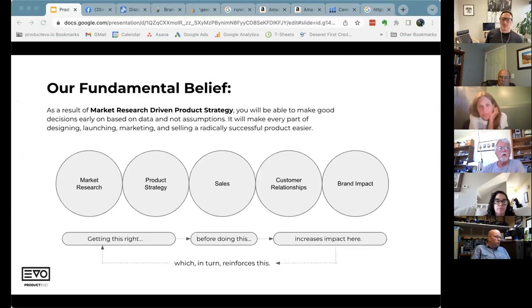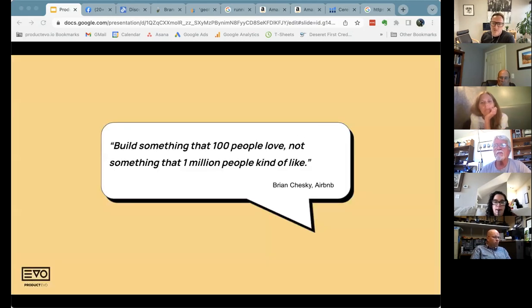So our fundamental belief, something we share with all of our clients, is that as a result of market research driven product strategy, you will be able to make good decisions early on based on data and not just assumptions or intuition. It will make every part of designing, launching, marketing, and selling a radically successful product easier. So let's get into the market research.